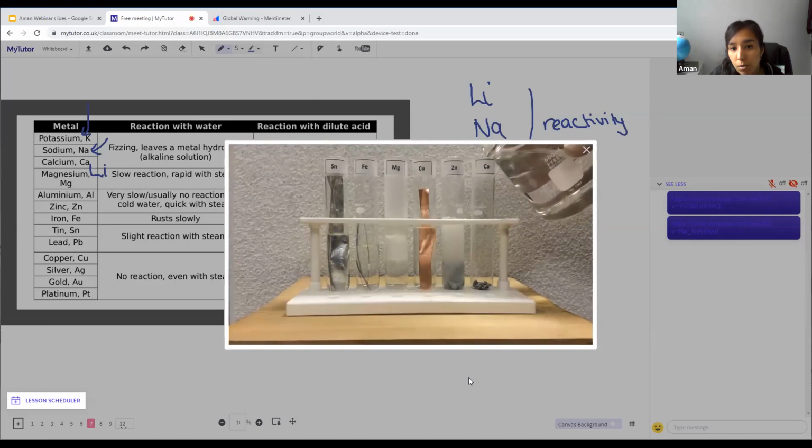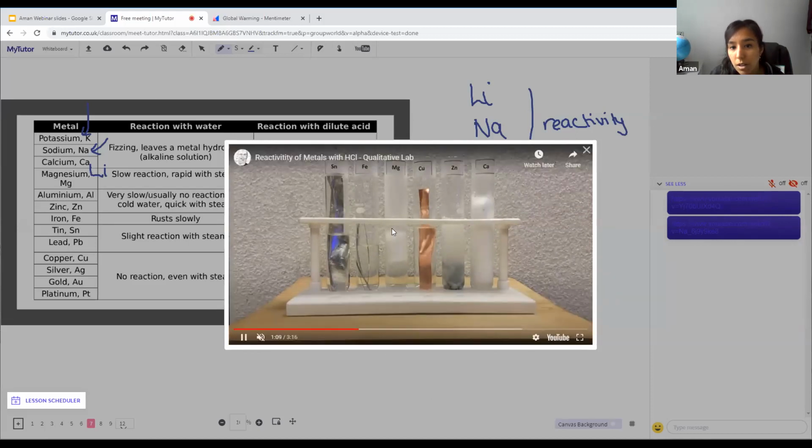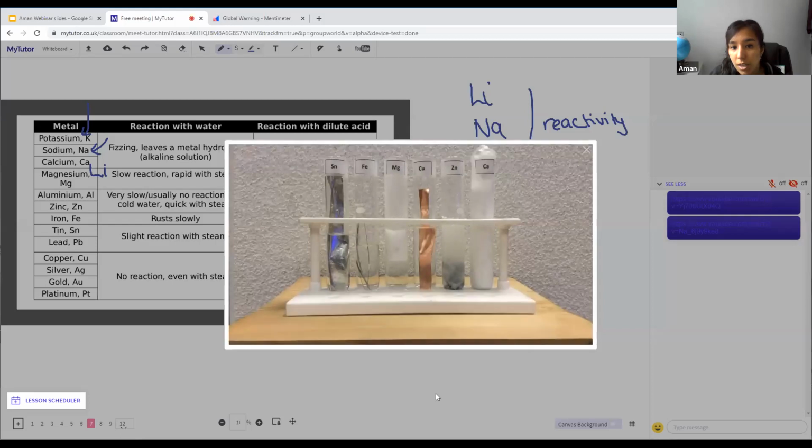But now look at calcium. So we're expecting this to have a very, very vigorous reaction. If you have a look, there you go. Again, it's a really vigorous reaction, much more vigorous than magnesium. And much more vigorous than zinc. So you can see again, that's overflowing there.